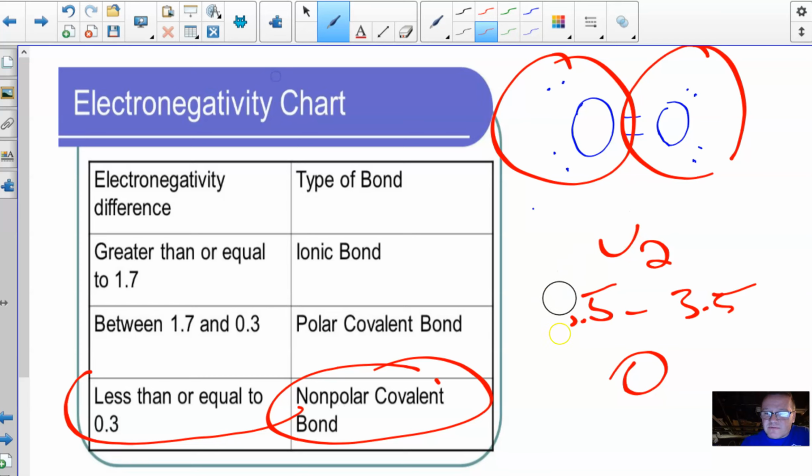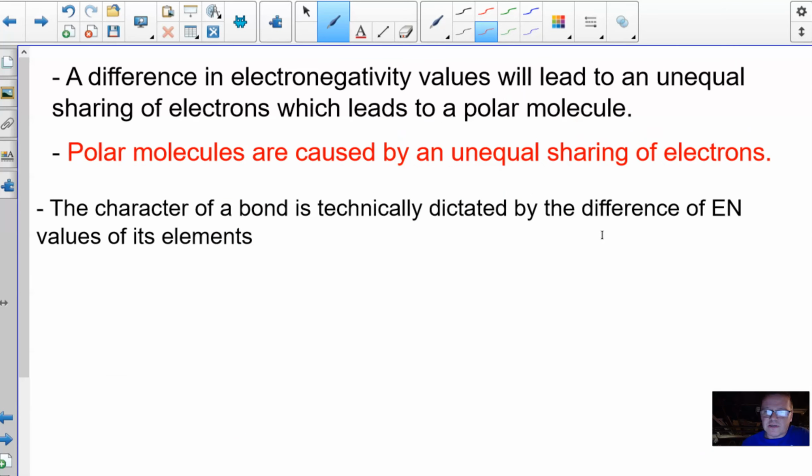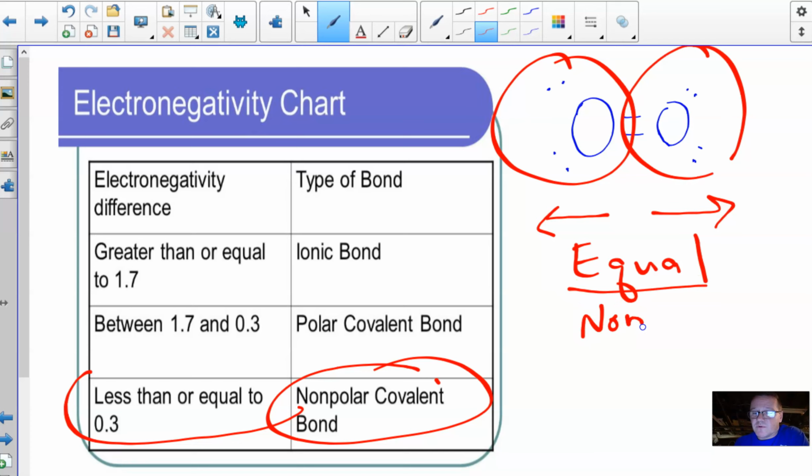And here's the other thing. Think about, we already established the idea of sharing. Let's go back to that for a second. Polar molecules are caused by an unequal sharing of electrons. Well, if I have this oxygen, this O2, notice that all of those electrons are the same over on the left side as they are on the right side. So what do we have? We've got this equal sharing scenario going on here. So equal sharing is nonpolar.